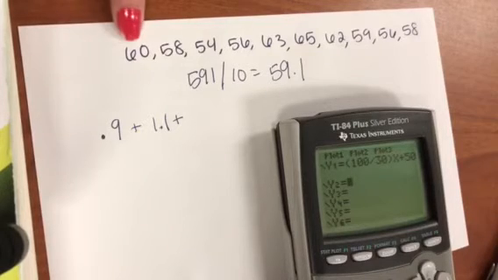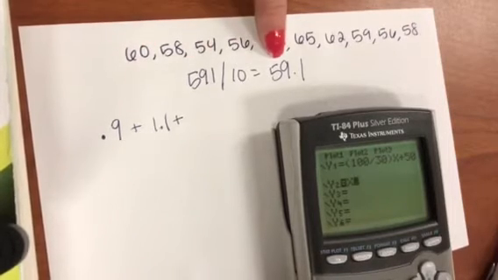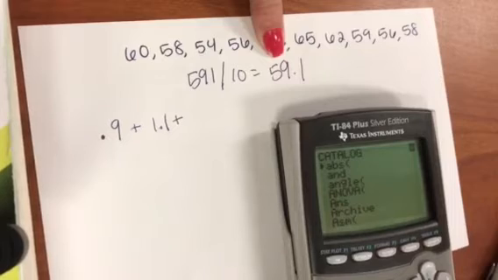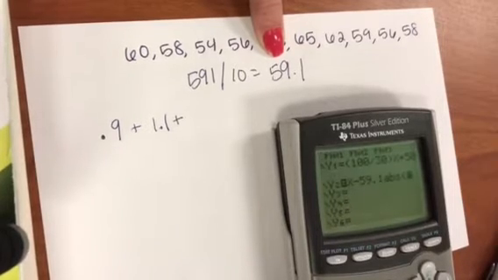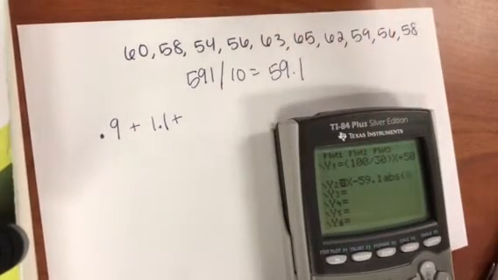So we're just going to do x, because this is our x value, and it's going to change. And then minus 59.1. I'm sure there's absolute value somewhere, but we're not going to worry about that. It's in the second catalog. Absolute value. You'd have to put it in the front, though. Okay, I can do that.